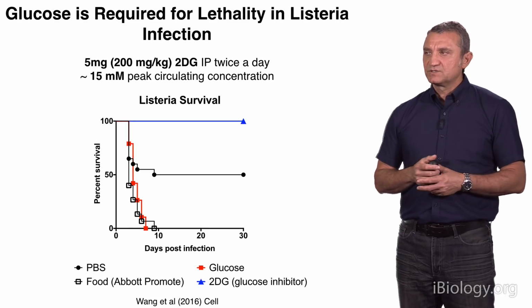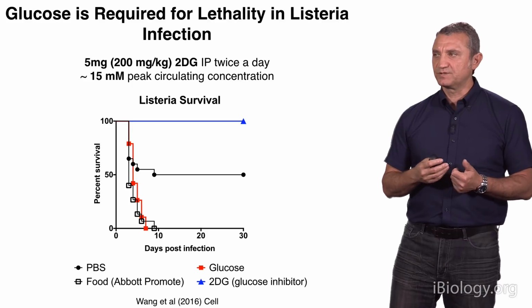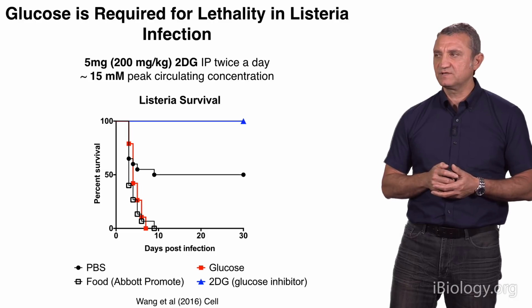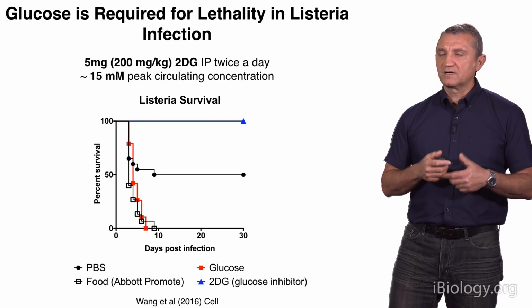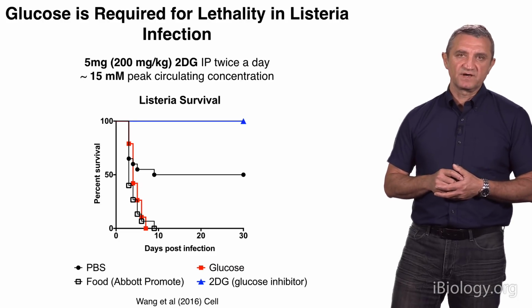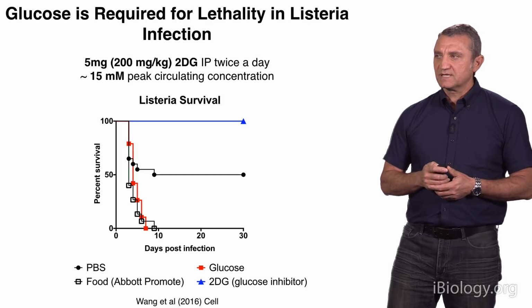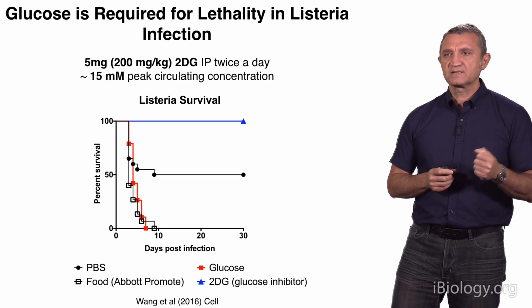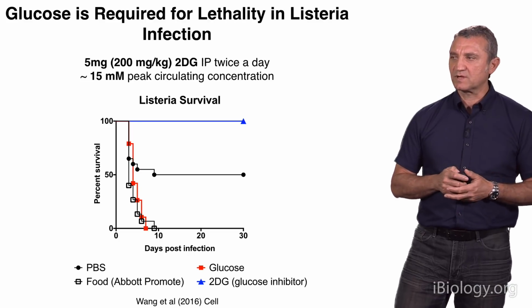And when we gave mice 2-DG twice a day by injecting it either intraperitoneally or giving it orally or intravenously, it didn't matter which route we used. And as you can see in the blue line here, 100% of mice now could survive this infection that otherwise would kill 50% of mice. So that was very exciting because it indicated that blocking glucose utilization can protect mice from infection, and giving them glucose can promote mortality.